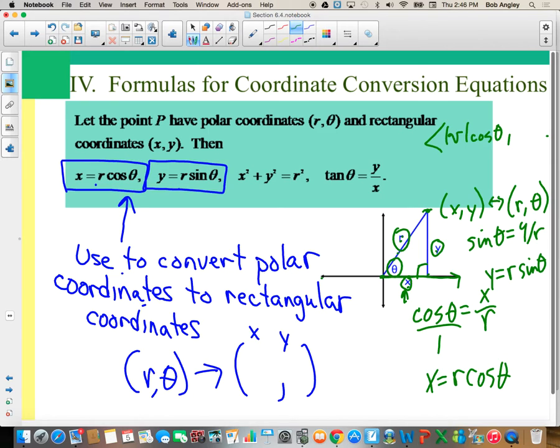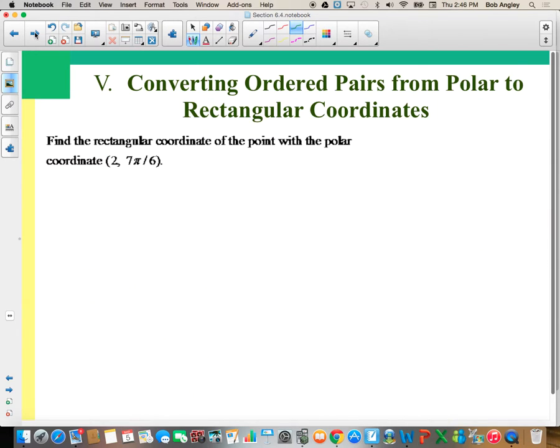Now, what I want us to do is start with that and convert some ordered pairs from polar to rectangular. So would you convert this one? Just apply the formula.